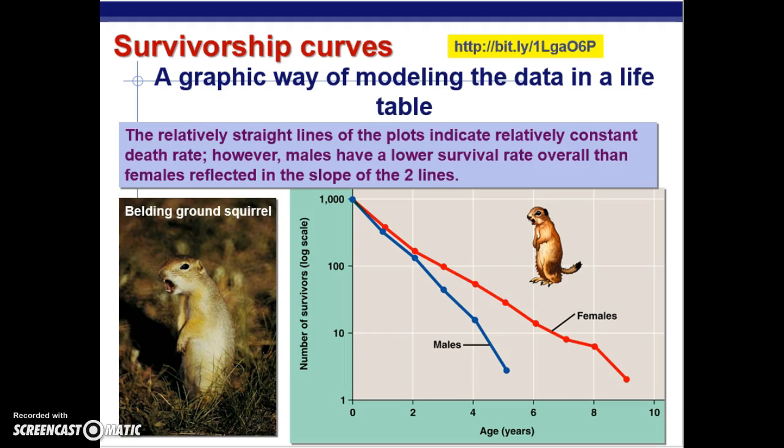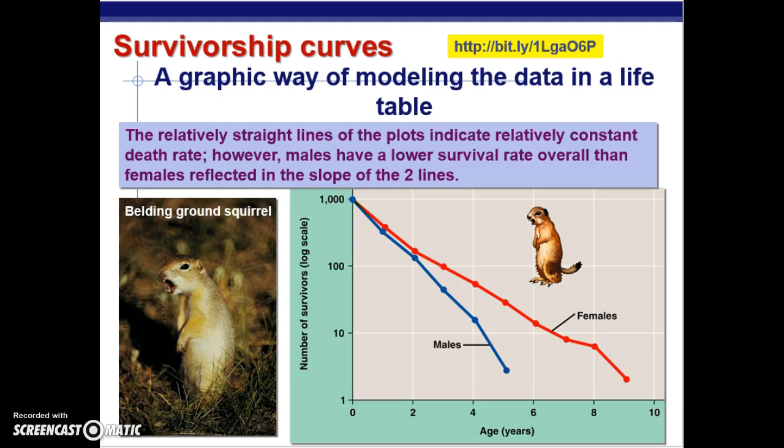So what we do with the information from a life table is we put it into a survivorship curve. And that's a graphic way of modeling that data. And so here you can see the female in red, survivorship, and then the males over time. So what we have down below here is over time. So as they age, you can see their ability to survive is decreasing tremendously, and it's a pretty steady decrease.